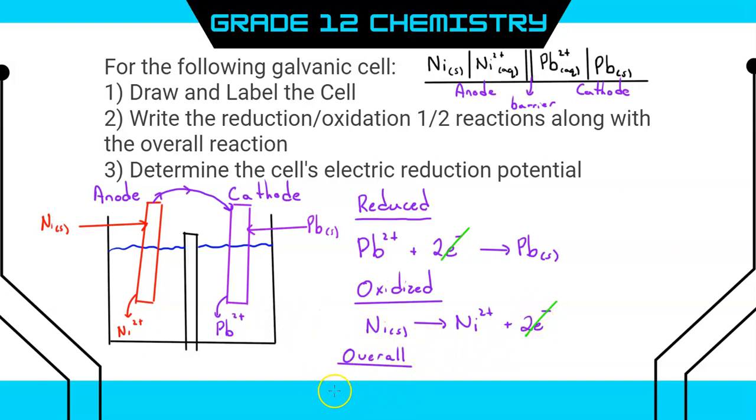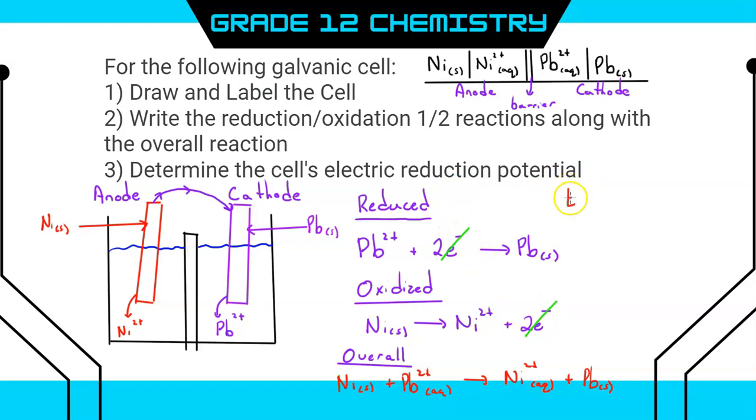So our overall reaction then, if we just add them, we have nickel solid plus lead ions, forgot the aq. It's going to give us nickel ions plus solid lead. All right, lastly, we have to determine the cell's electric reduction potential.